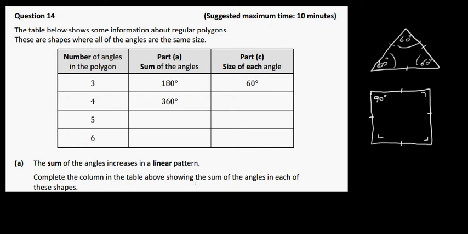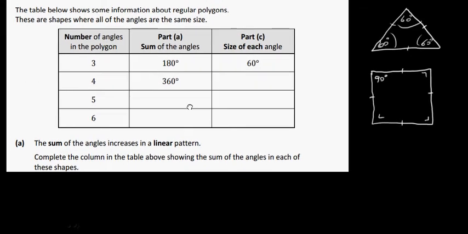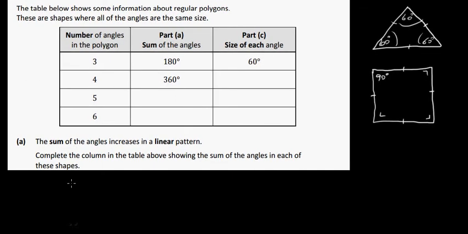complete the column in the table above showing the sum of the angles in each of these shapes. So we've got to fill out this column here. Now we're told that the sum of the angles increase in a linear pattern. So linear is where you add the same number to each number to get the next number. So our numbers are 180 and 360. So we've got to work out the next two.